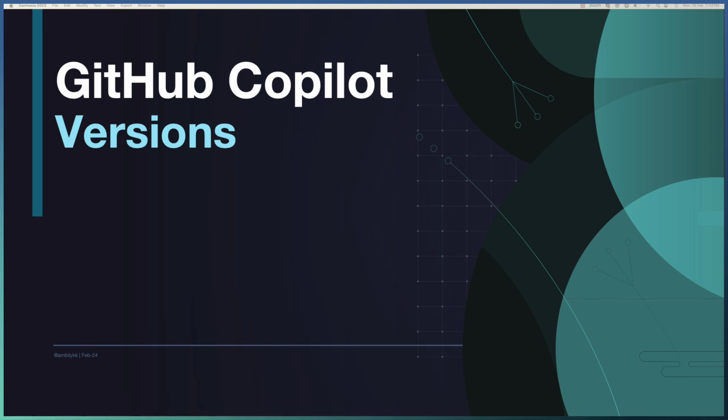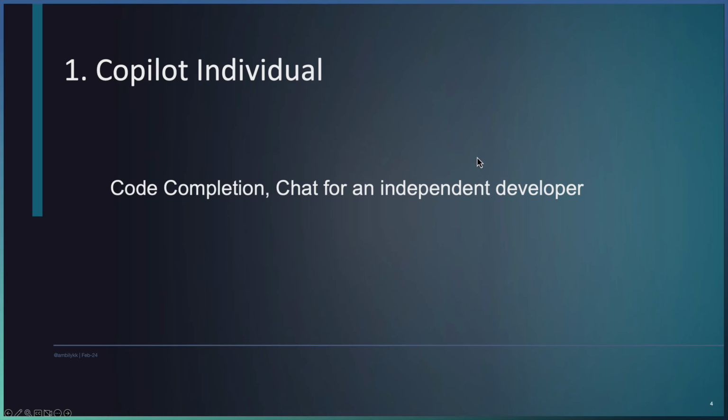In today's episode, we are looking at the different versions available as part of the Copilot family. Starting with the first one, targeting individual developers: Copilot Individual. It supports code completion and chat for an independent developer. As an individual, you can buy Copilot Individual and use it for your development activities. It can be for open source contribution, your freelance work, or your project activities also. Individual is mainly catered to code completion and chat.